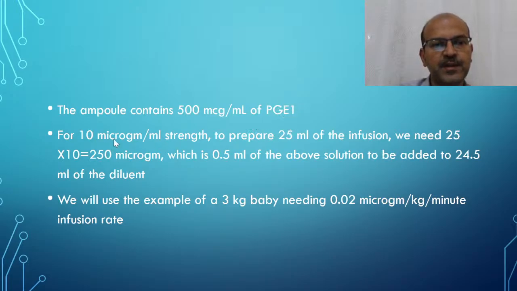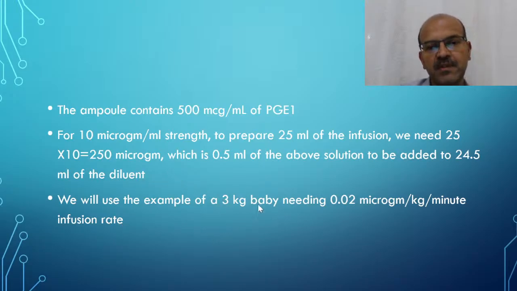So for 10 microgram per ml strength, and we need to prepare 25 ml of the infusion, you just multiply 10 by 25, which is 250 microgram. So this strength of this is 500, so we need 250. 0.5 ml of the above solution is added to 24.5 ml of the saline diluent or any diluent you use.